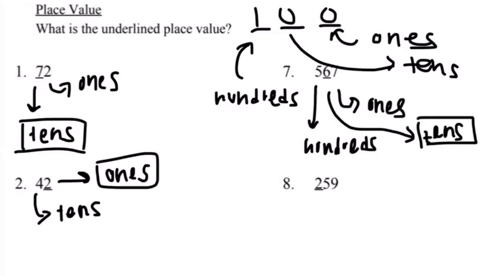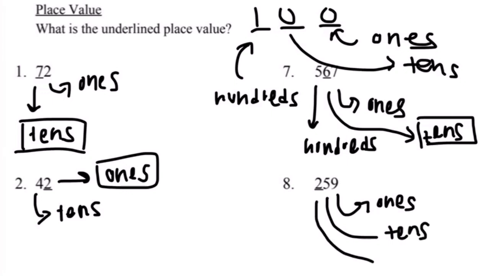Last but not least, 259. 9 represents our ones place because it's all the way in the right. The 5 in 259 represents our tens place. Last but not least, the 2 in 259 represents our hundreds place.